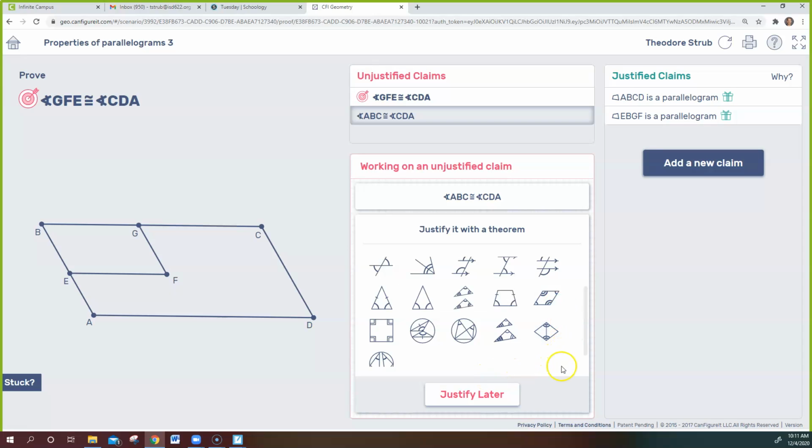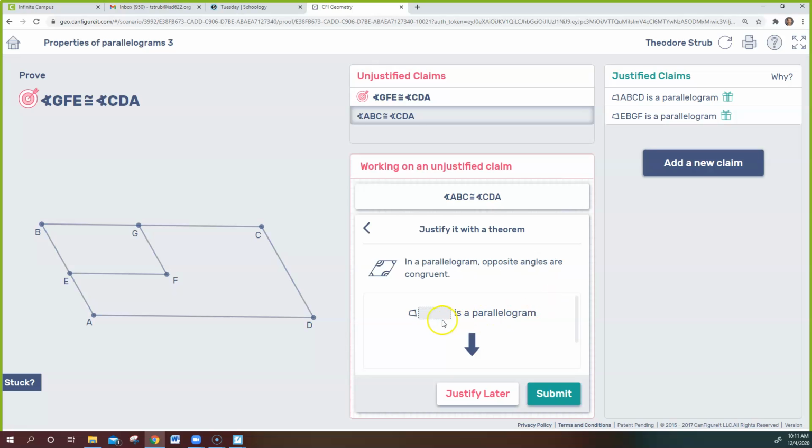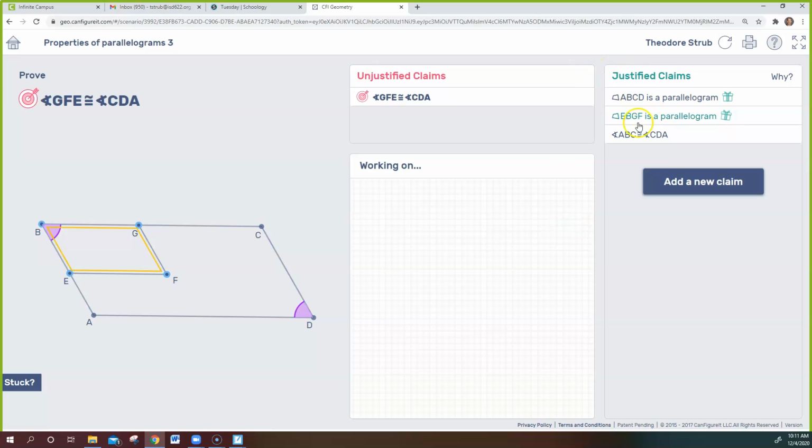There's actually technically only one that's provided right here. In a parallelogram, opposite angles are congruent. So I'll click on that, and then it says, which one is your parallelogram? Well, that's given. So I'm just going to snap ABCD into that place. Because it's a parallelogram, these two angles are congruent because opposite angles are congruent. So there's my claim. You can see angle B and D highlight.